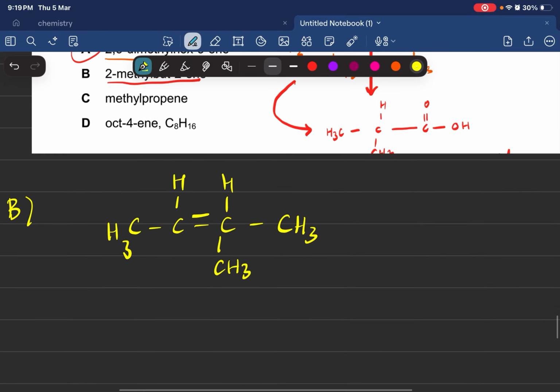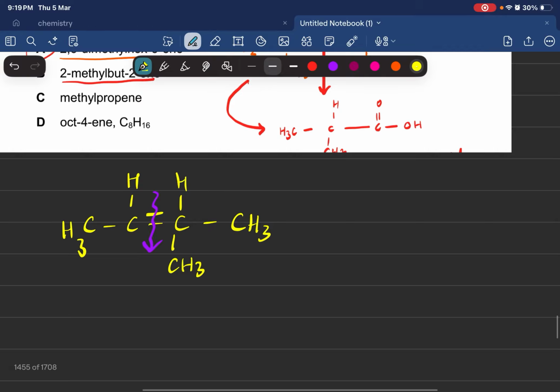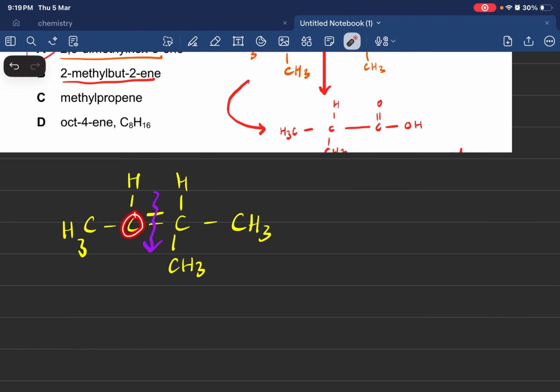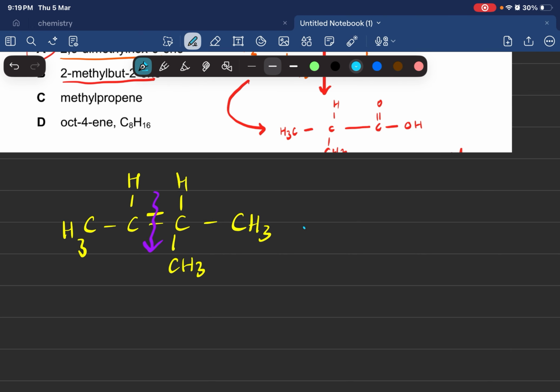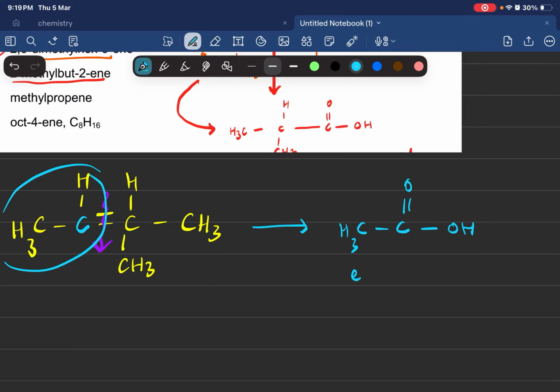And now it's time to break it. I'm going to break it from the center, something like this. And what do I form? Since this carbon is attached to one hydrogen and one methyl group, what am I going to form? Simple. Carbon attached to CH3, double bond O, OH. Only this part I'm counting. This carbon is going to get a double bond and OH. So what is this? I have formed ethanoic acid.